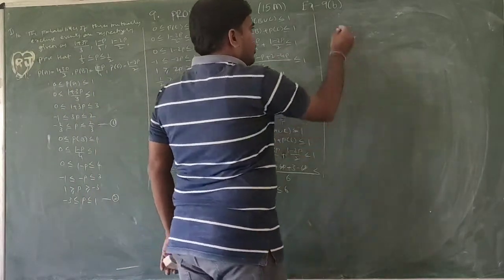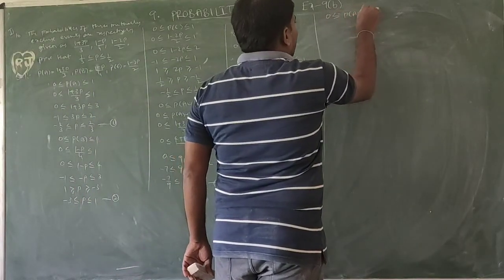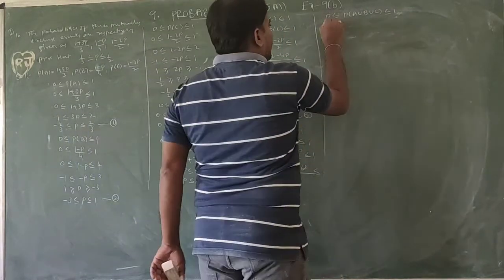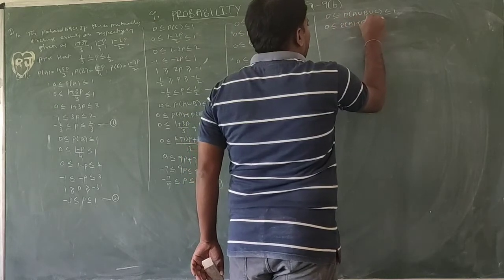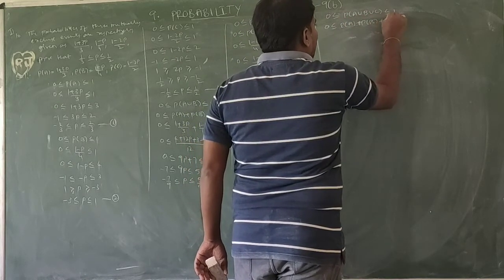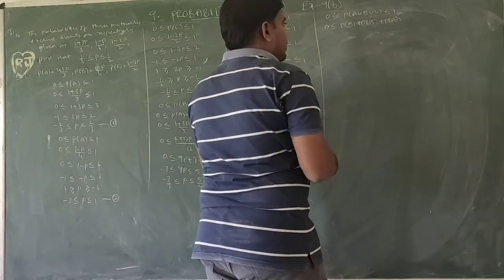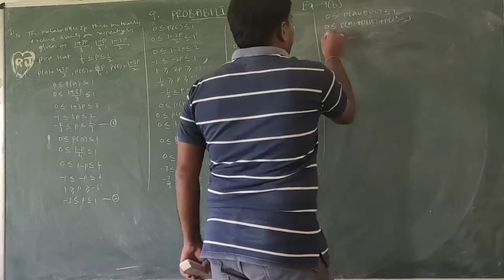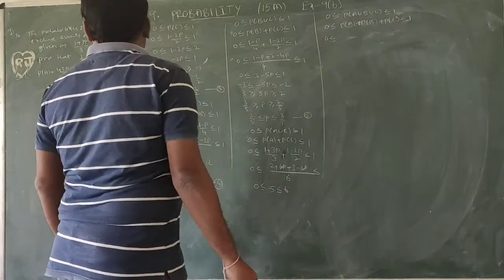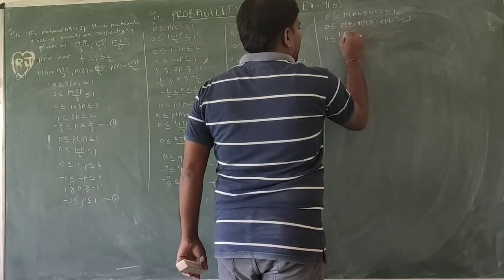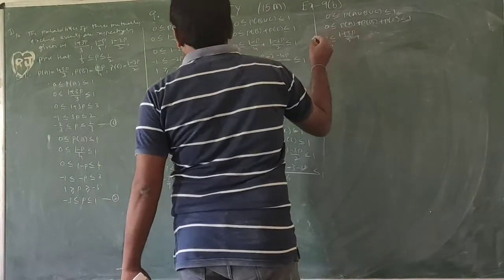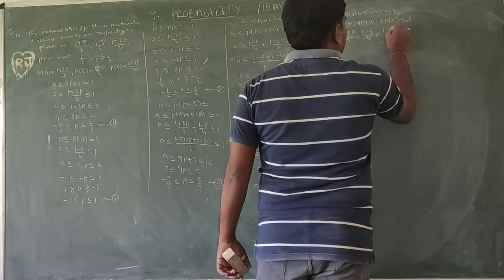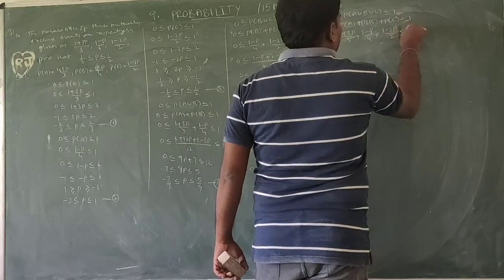Next, 0 ≤ P(A ∪ B ∪ C) ≤ 1. So 0 ≤ P(A) + P(B) + P(C), since all the intersection parts are equal to 0. So 0 ≤ (1 + 3P)/3 + (1 − P)/4 + (1 − 2P)/2 ≤ 1.